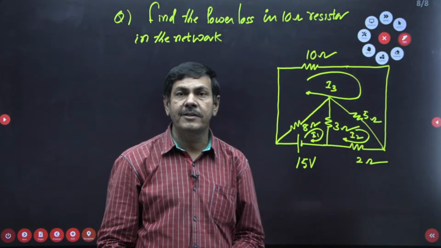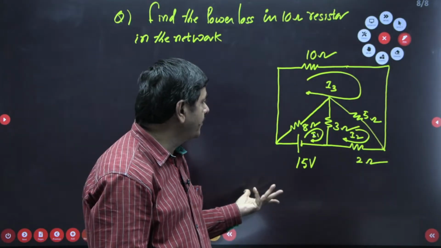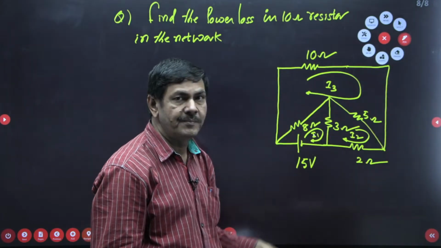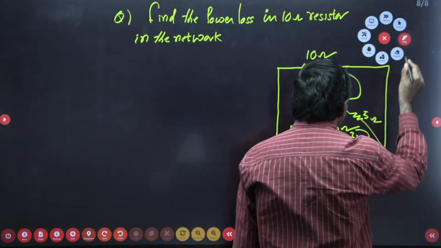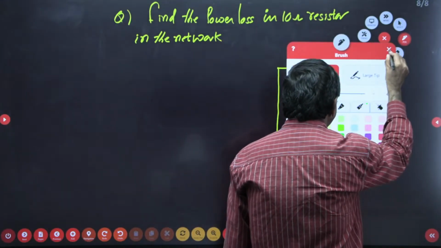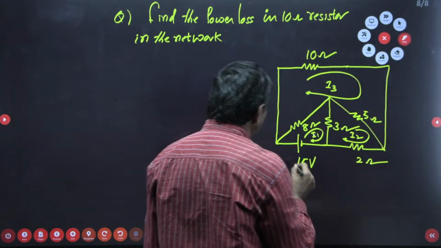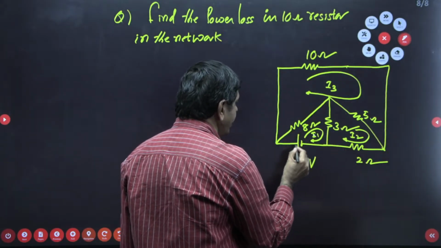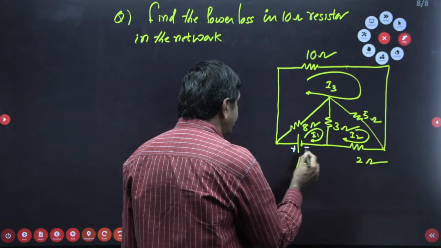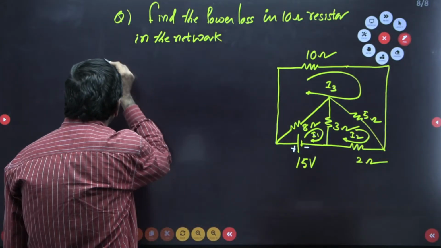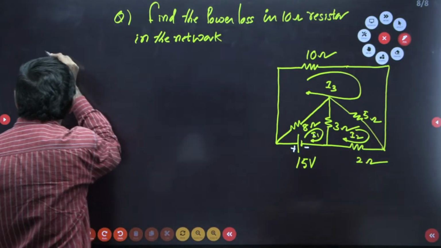How many equations can we form? 3 equations are possible because we got 3 loops. We can find 3 equations and solve them easily. This loop I have taken at first. When I go this side, this is a minus, this is a plus. Minus 15, I can note down.